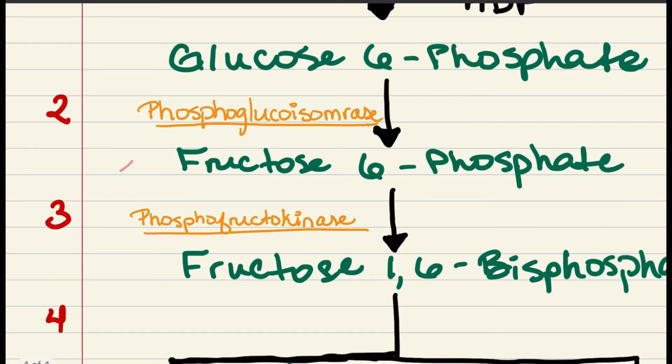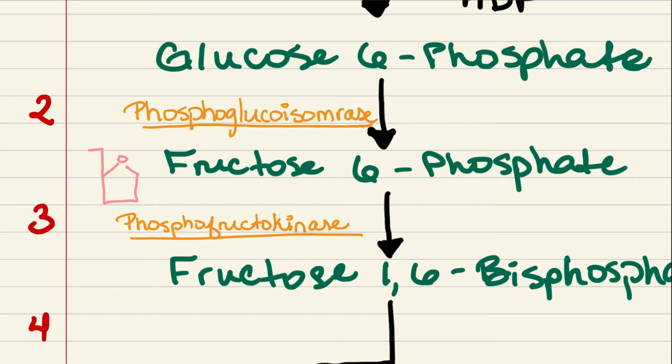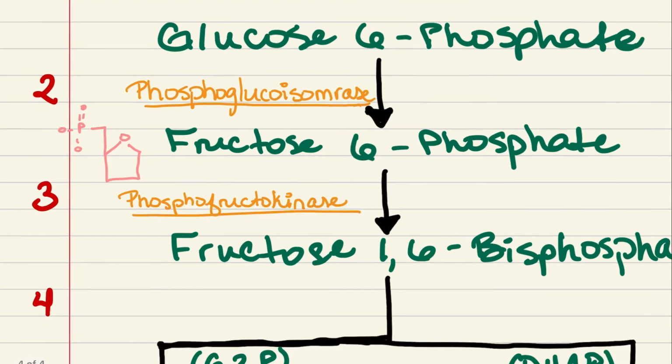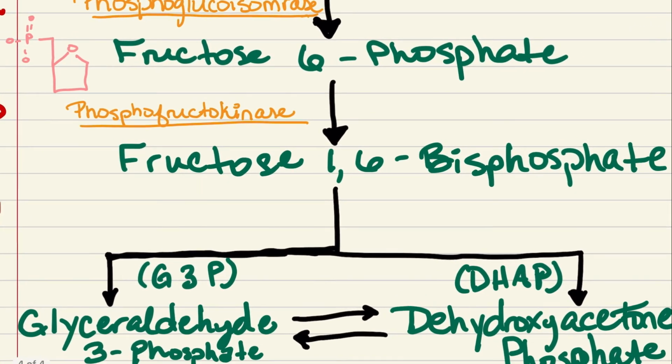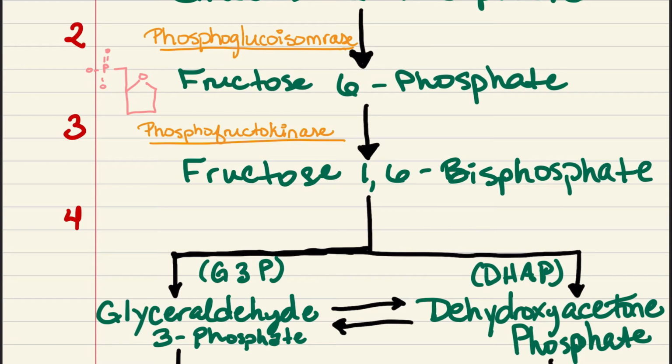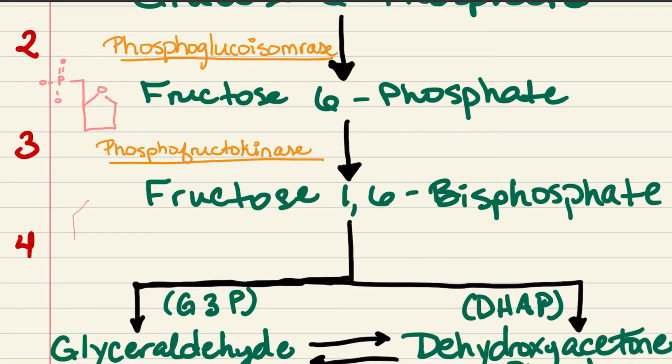So fructose 6-phosphate, let's go back. This is what the structure looks like. You see how it changed from what glucose 6-phosphate looked like to this structure, which is fructose 6-phosphate. So after phosphofructokinase uses that phosphate from ATP I mentioned earlier, it changes fructose 6-phosphate to fructose 1,6-bisphosphate, and now it has 2 phosphate groups added onto its structure.